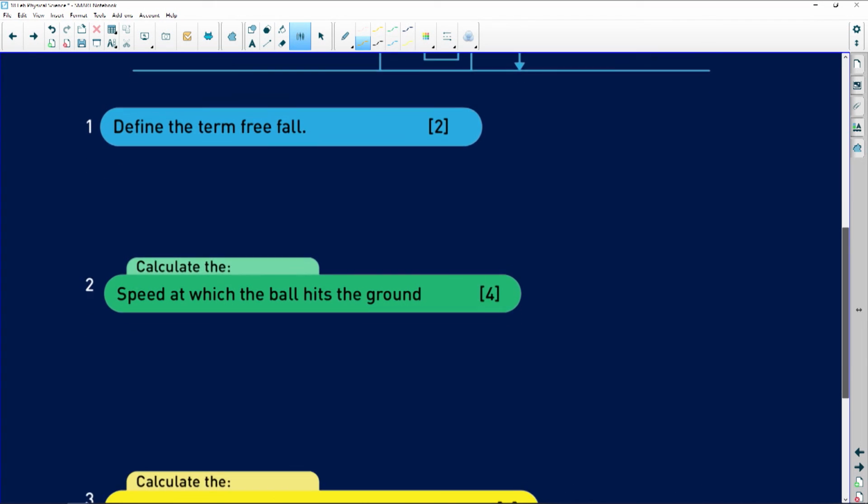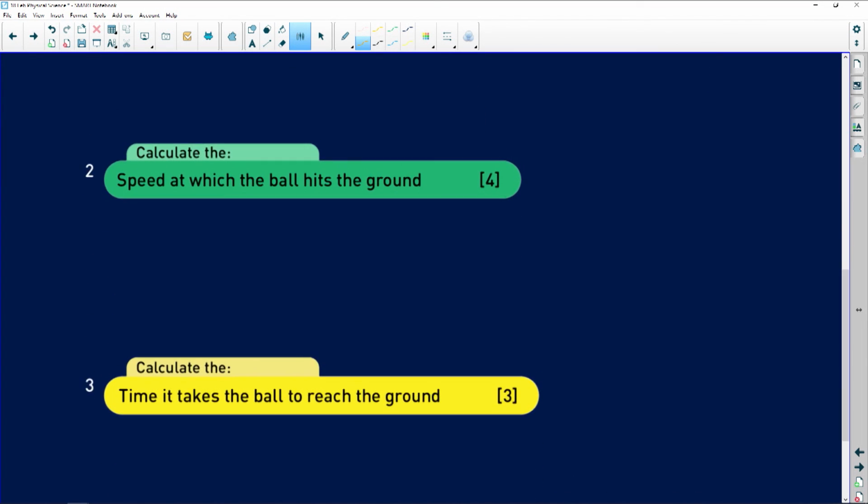That was our definition. The next one says, calculate the speed at which the ball hits the ground. So they're wanting us to calculate the final velocity. We have the initial velocity, it was dropped. We have g equal to 9,8, and we know the displacement in the air, or the height of the building, was 20 meters. So there's all my information.